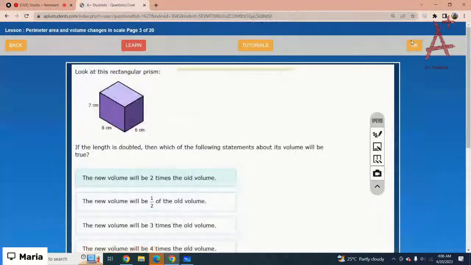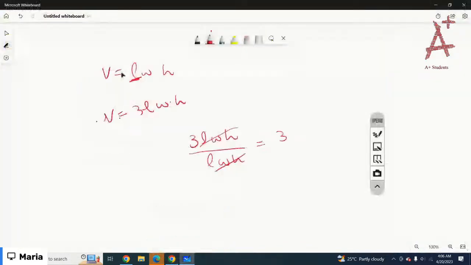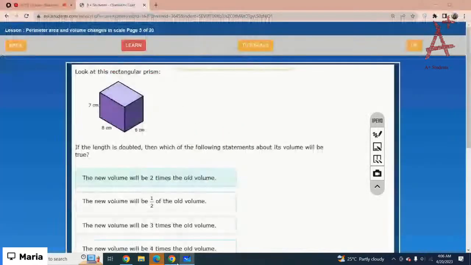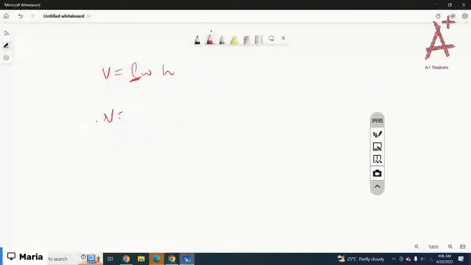Look at the rectangular prism. If the length is doubled, then which of the following statements about its volume will be true? It would be two times the old volume, but let me explain. We know that the volume of the rectangular prism is length times width times height. If the length is doubled, that means the length is 2L. So the new volume is 2L times W times H.